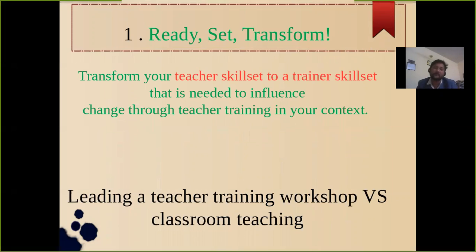So for professional development for teacher trainers, there are 8 steps, or 8 points, that need to be discussed. Number one is transform. We have to transform our teaching skill set to a trainer skill set. This is a different skill set, teacher skill set and trainer skill set. A teacher skill set is to be transformed to a trainer skill set, and this is needed to influence through teacher training.